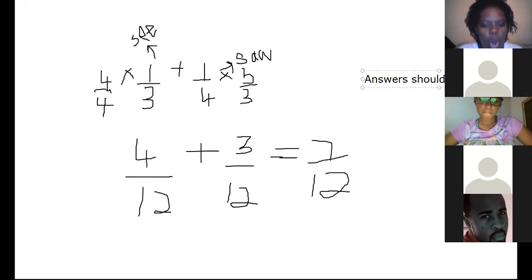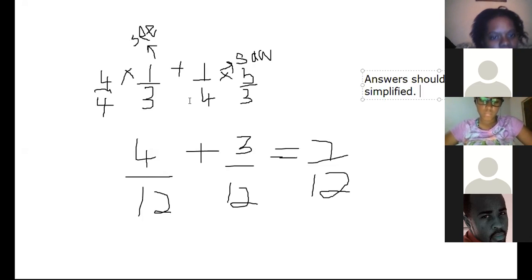But it is also important to note that our answers should always be simplified. So in this case, 7 over 12 cannot be simplified because I don't think you can divide 7 and 12 by anything without leaving a remainder. But if, for example, we had a case where the denominator and the numerator had a common factor, we should simplify. Everybody know what I mean by simplify? Yes. All right, always simplify the answer.